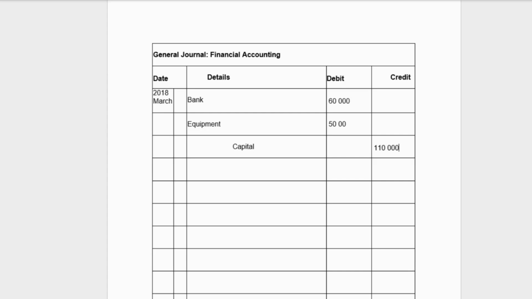Remember, okay? Right, and then we have to narrate. We are not accounting for VAT on capital because there is no VAT charged or no application of VAT on capital. So we are going to narrate. When we narrate, we are just going to say additional capital introduced or additional capital contributed.